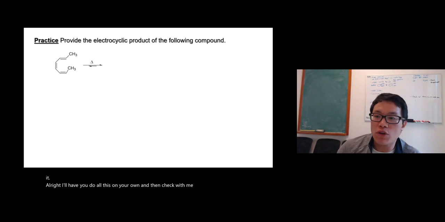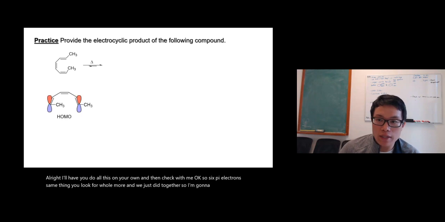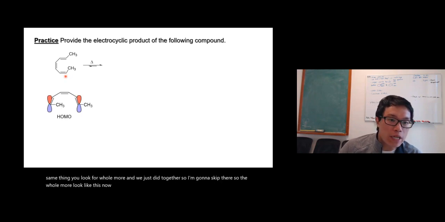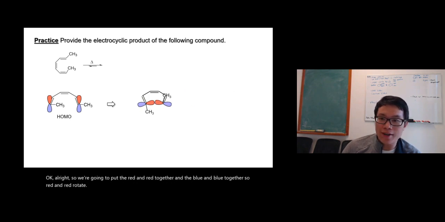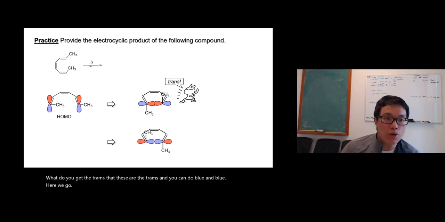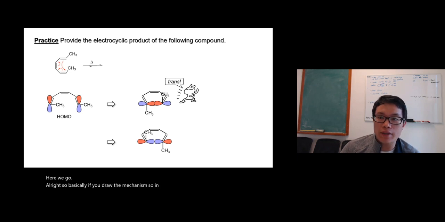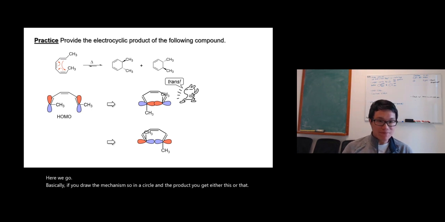Okay. So 6 pi electrons, same thing. You look for the HOMO, and we just did that together, so I'm going to skip this. So the HOMO looks like this. Now for the methyls, one is pointing in, the other one is pointing out. One pointing in, the other one pointing out. Okay. All right. So we're going to put the red and red together and the blue and blue together. So red and red rotate. What do you get? You get a trans. Yeah, this is a trans. And you can do blue and blue. Here we go. All right. Basically, if you draw the mechanism in a circle, and the product, you get either this or that. That's how that works. Okay.